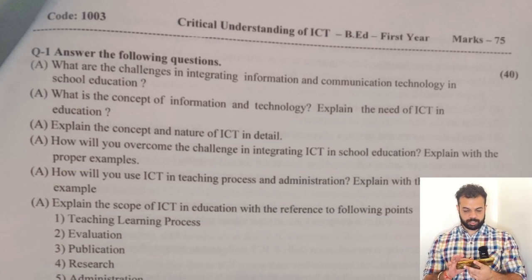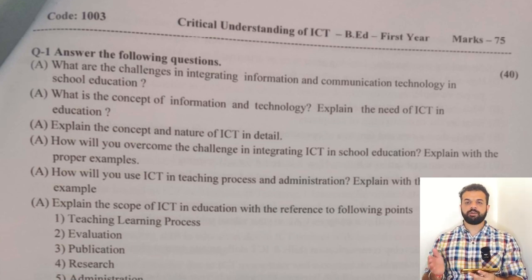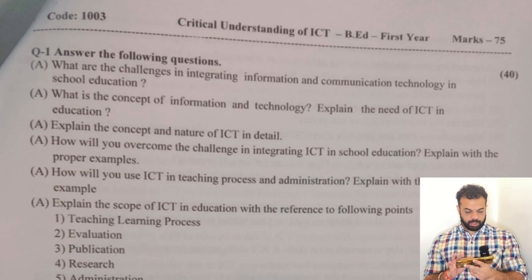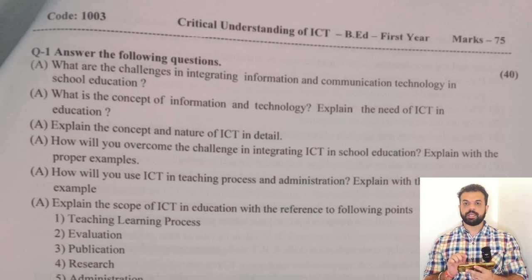Let us just start with this critical understanding of ICT, right? First question, first A part which is given is what are the challenges in integrated information and communication technology in school education? This is the first question. Let me read out the other questions as well. What is the concept of education and technology? Explain the need of ICT in education. Next is explain the concept and nature of ICT in detail.